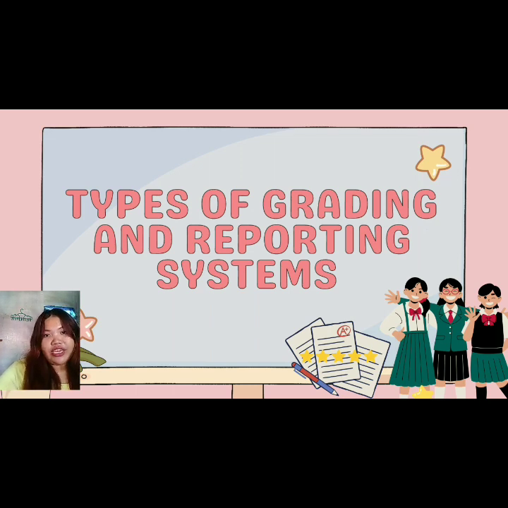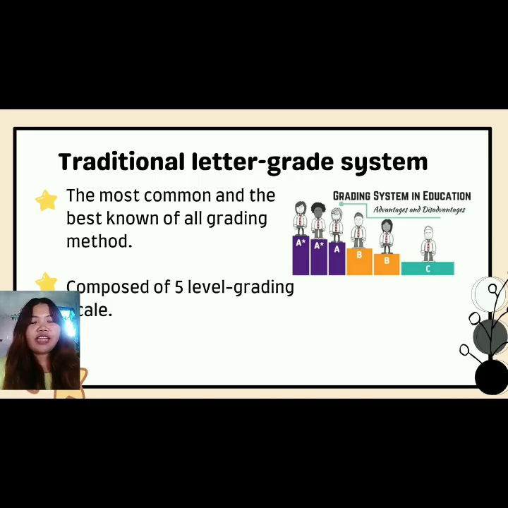And so, in the grading and reporting system, there are mainly 6 types. So now let's discuss them one by one. The first type of grading and reporting system is the traditional letter grade system. The traditional letter grade system is the most common and the best known of all grading methods.